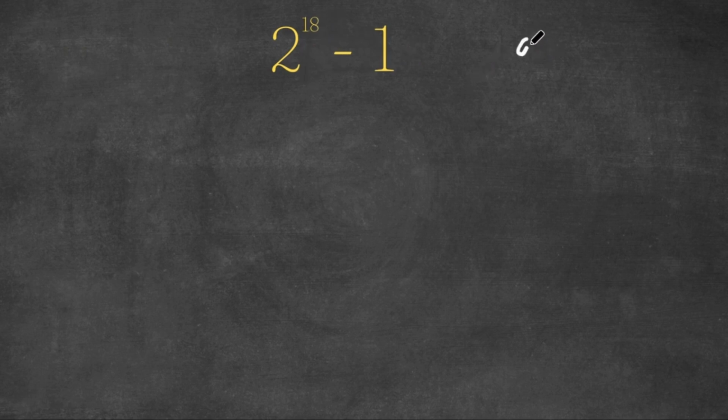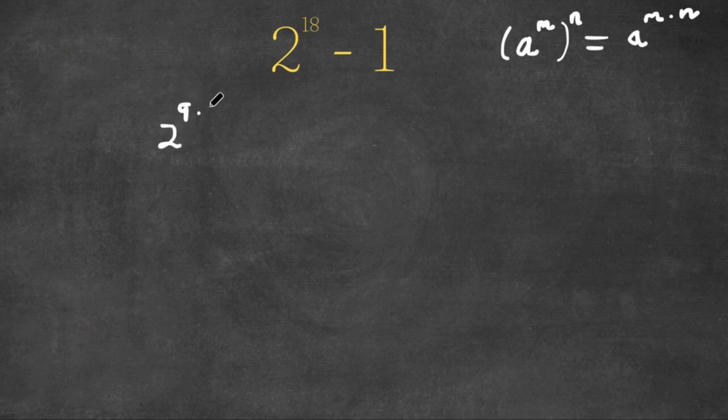Now, if we have something in the form a to the power of m to the power of n, this is equal to a to the power of m times n. And the same thing goes vice versa. A to the power of m times n can be written as a to the power of m to the power of n. So now we have 2 to the power of 18 here, and 18 can be written as 9 times 2. So let's say this is 2 to the power of 9 times 2.